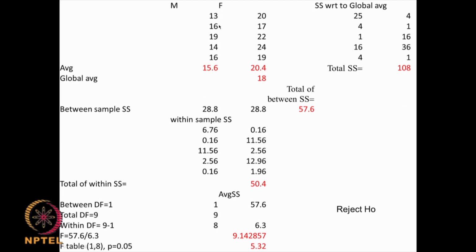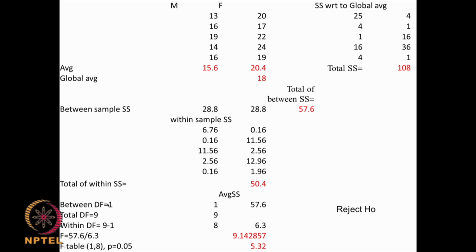So, I will do 13 minus 15.6 squared, 16 minus 15.6 squared, 19 minus 15.6 squared, 14 minus 15.6 squared, 16 minus 15.6 squared, whereas here I will do 20 minus 20.4 squared, 17 minus 11.56 squared, 22 minus 2.56 squared. If I add up all these, I will get the total within sum of squares.